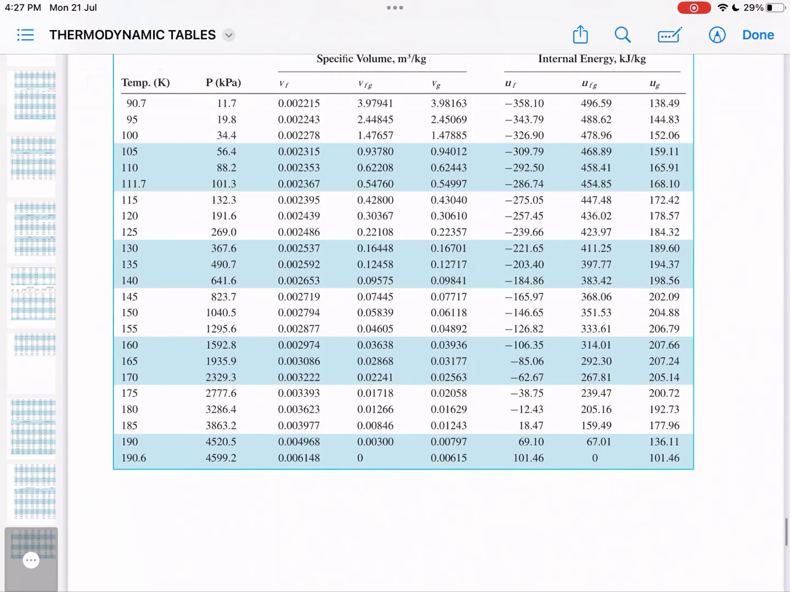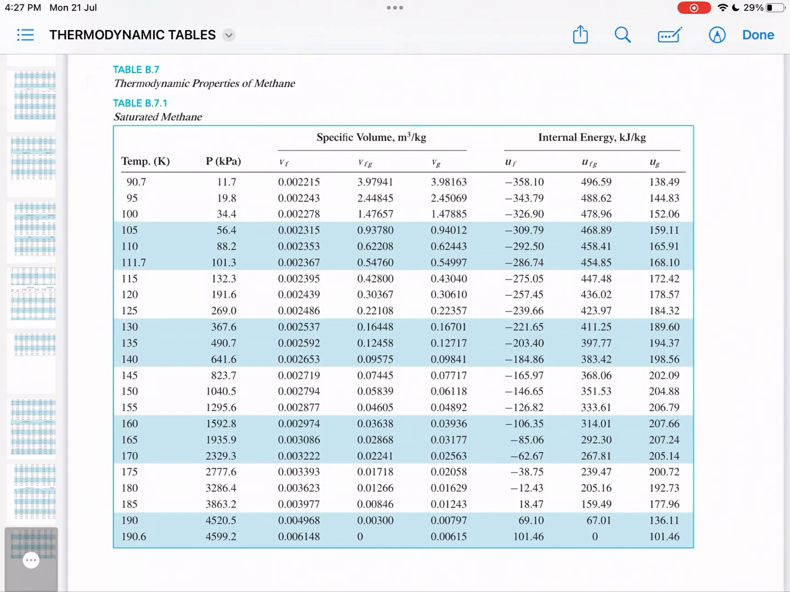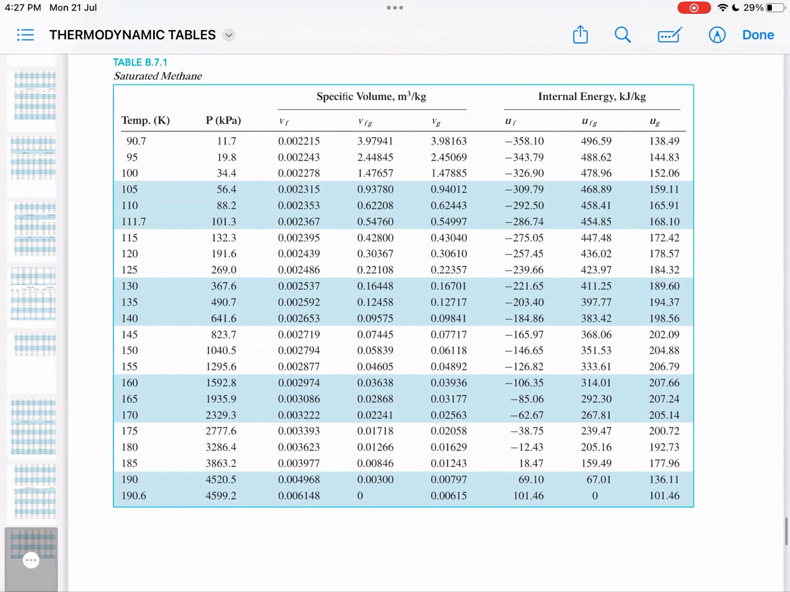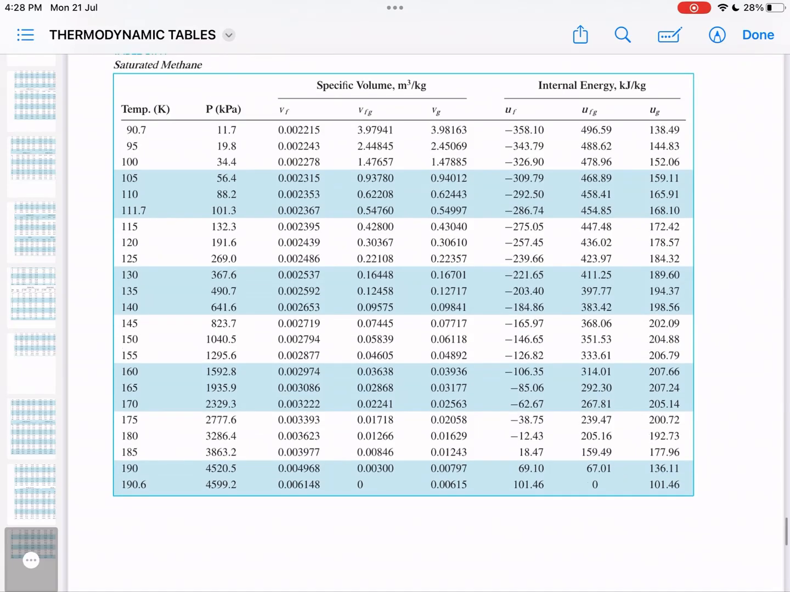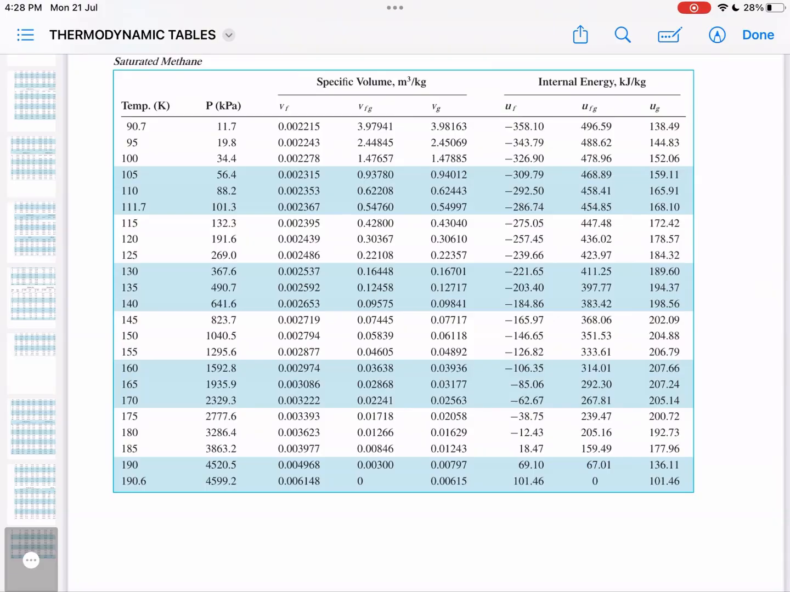Right, methane. Now we are going to look at the saturated methane table, table B.7.1. Why saturated methane? Because our substance is in a saturated mixture, right? The saturated methane table does not have the exact value of pressure at 100 kilopascals. It has the Vf and Vg values at 101.3 kilopascals, which I think is the atmospheric pressure. But you can choose to interpolate between the 88.2 kilopascal and the 101.3 kilopascal.